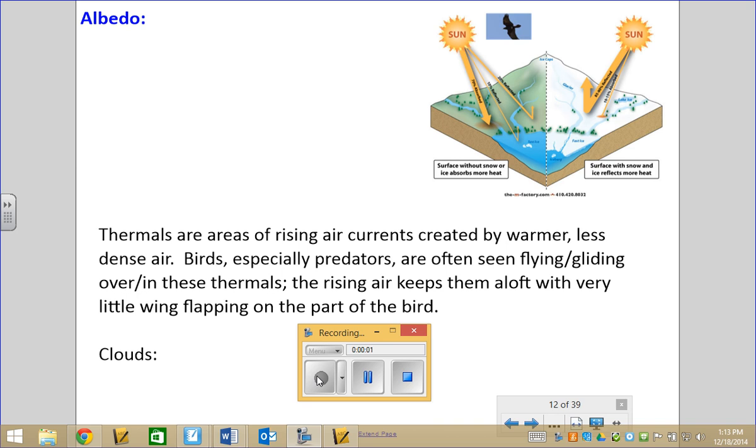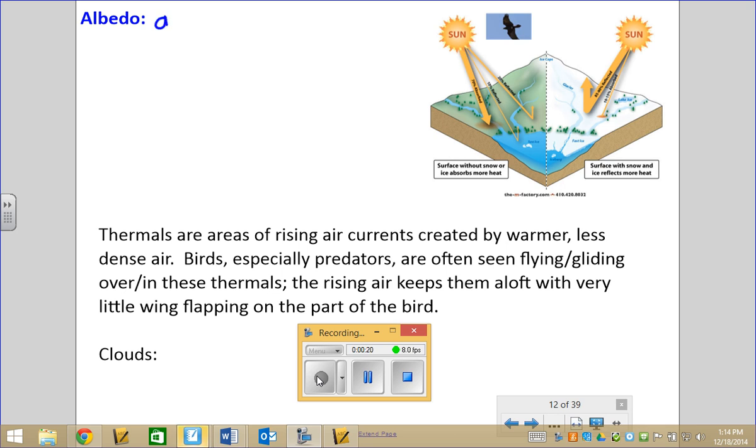Talking about how energy flows in the biosphere today. One topic that we'll start with is actually what someone asked about during the daily review. It's an idea called albedo. And so I'll give you the definition of what albedo is.